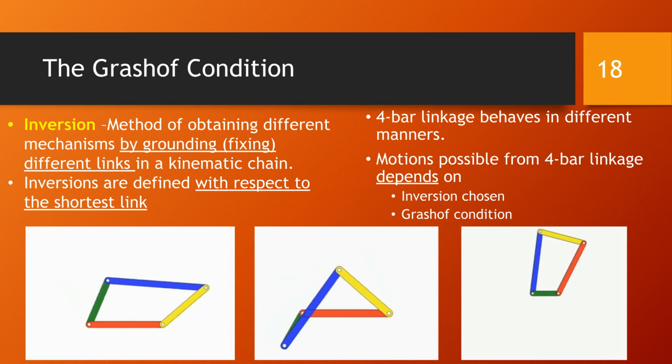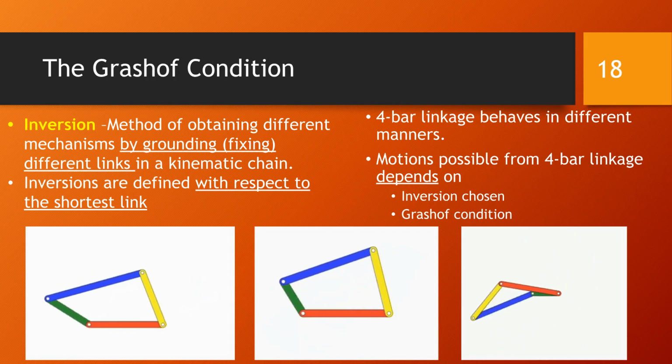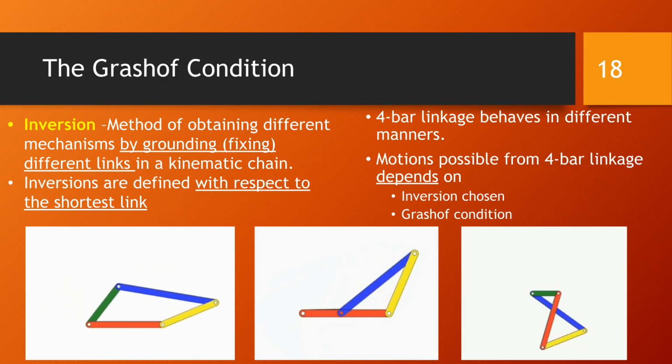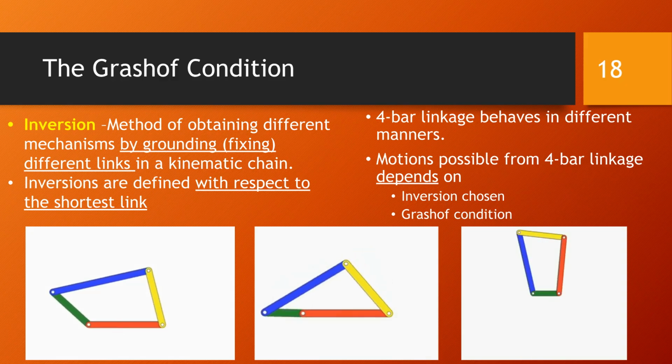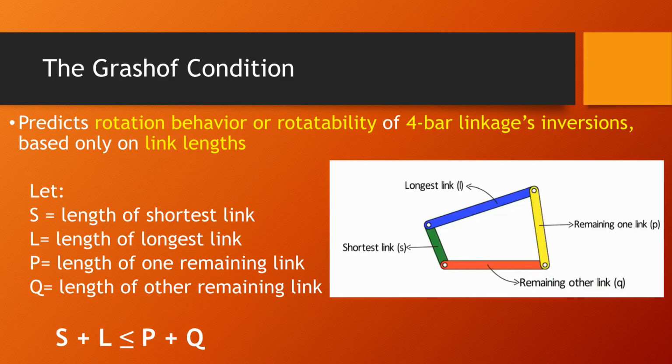The motion behavior of these linkages is dictated by the Grashof condition. This condition relies on which link is grounded and the relative lengths of the 4 links. To evaluate the Grashof condition, we define S as the shortest link, L as the longest, and P and Q as the remaining 2. The linkage is Grashof if the sum of S and L is less than or equal to the sum of P and Q.